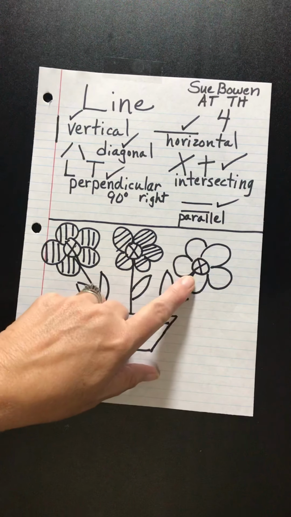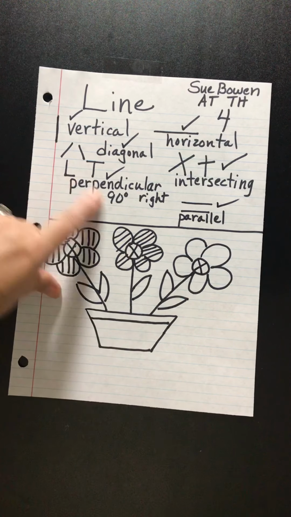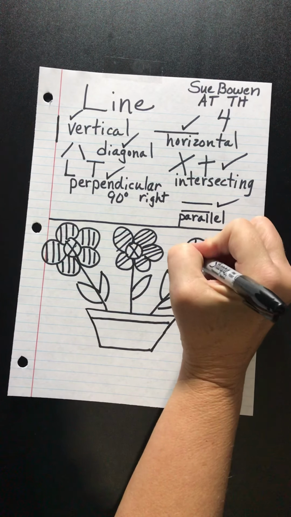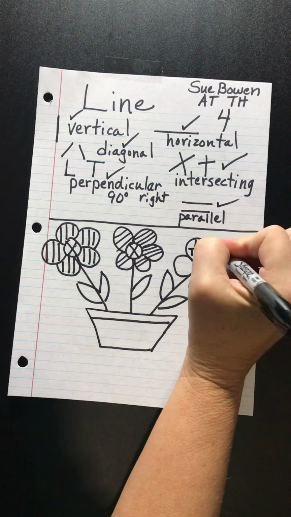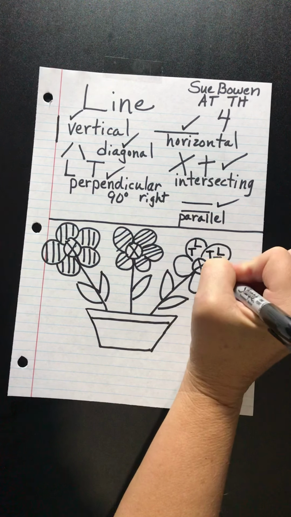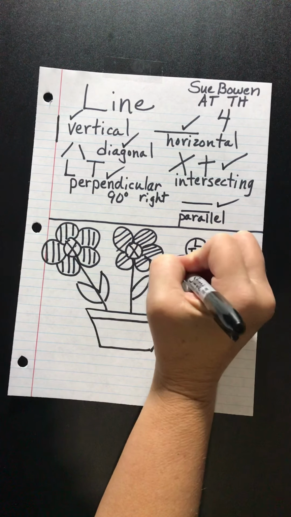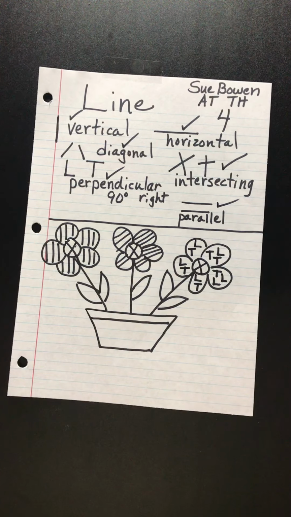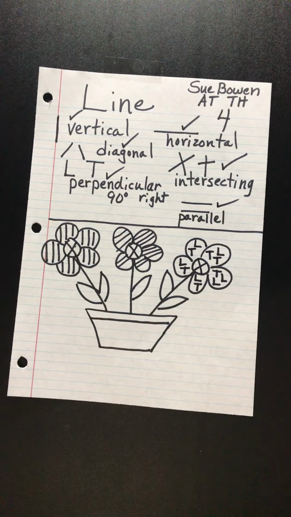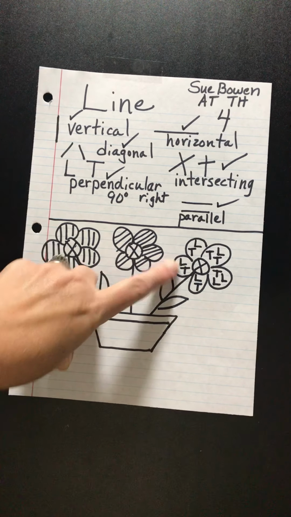Let's make this one perpendicular flowers. What do you say? Let's make these L's and these T's all over this one. That's a crazy looking flower. But it gets the point across that you understand what perpendicular lines are. So we've got vertical, we've got diagonal, we've got perpendicular.